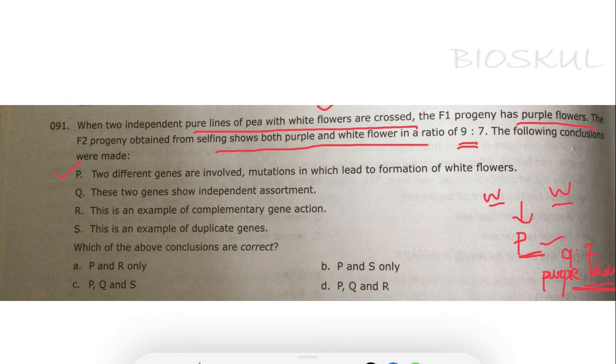Q. These two genes show independent assortment. Of course, these genes show independent assortment. R. This is an example of complementary gene action. Yes, this is an example of complementary gene action. S. This is an example of duplicate genes. No. So the correct answers are P, Q and R. Option D is the correct answer.